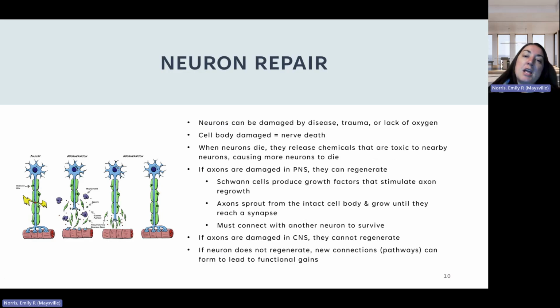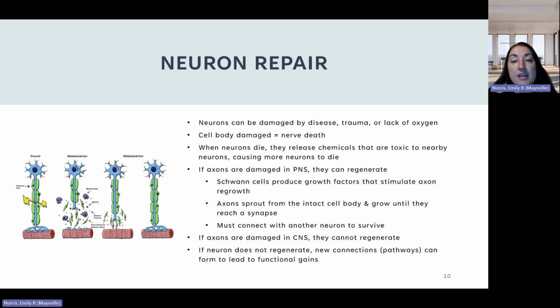Okay, with neuron repair. So once a neuron is damaged, which could be because of disease or trauma, or anytime there's a lack of oxygen to an area, it's going to be damaged. Then it may or may not be able to regenerate. If the cell body is damaged, the nerve dies, can't regenerate. If the nerve dies, it releases neurotoxins, which are chemicals that are toxic to nearby nerves and causes more neurons to die. So that's not a great process. I don't know why it does that, but I don't like it. So when a neuron dies, it releases neurotoxins, causing more neurons in that area to die.